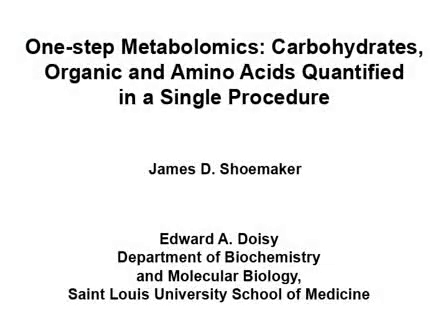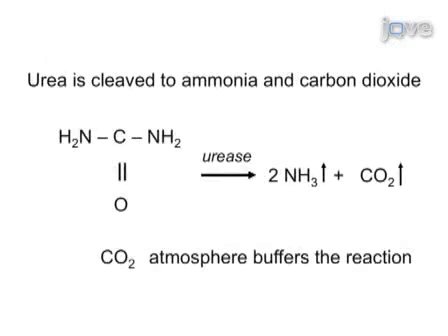In this one-step metabolomics procedure, biological samples are prepared for analysis of carbohydrates, organic and amino acids by gas chromatography mass spectrometry in a single procedure. The samples are first treated with urease enzyme to remove urea.